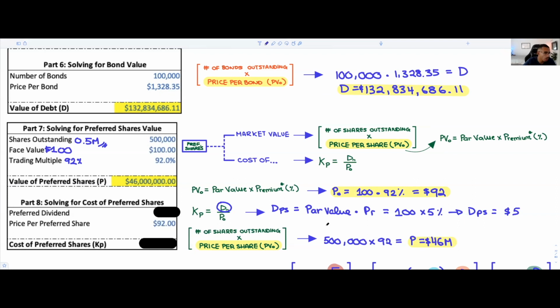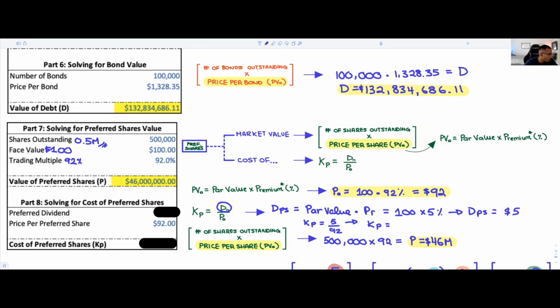Then you're going to do $5 divided by $92. So KP will be equal to $5 divided by 92. And that means that your KP, if we do some math together, equals 5 divided by 92. That's going to give you 5.435.